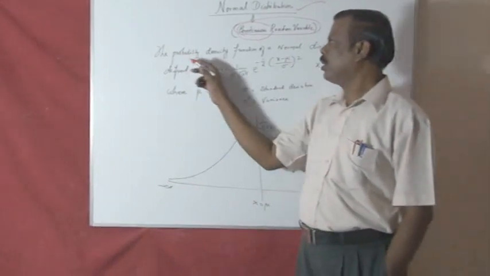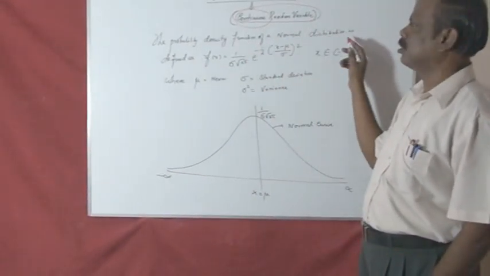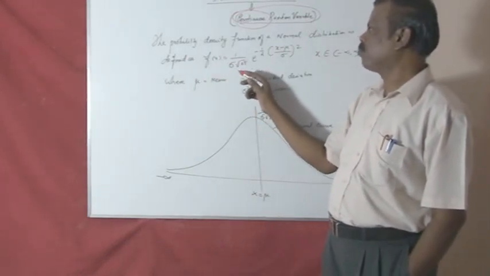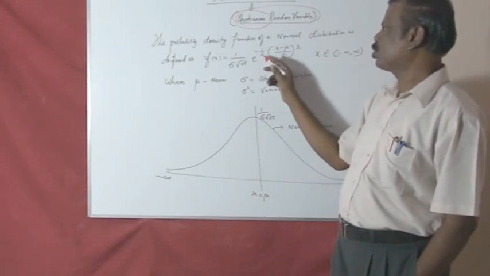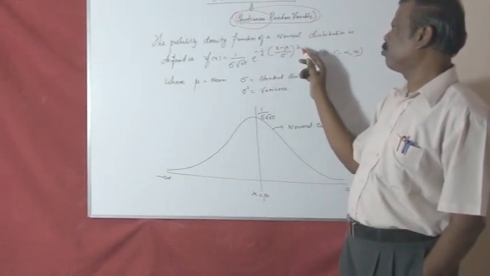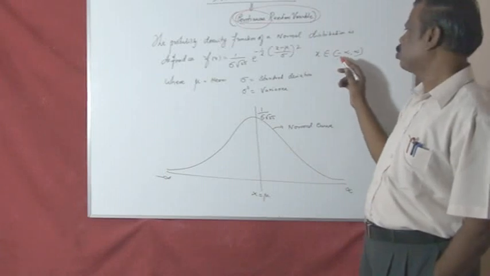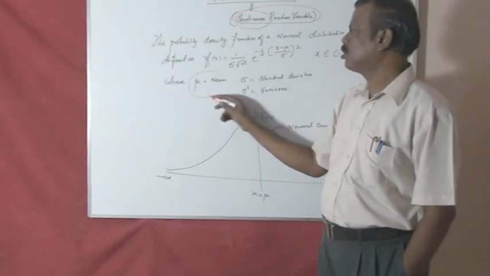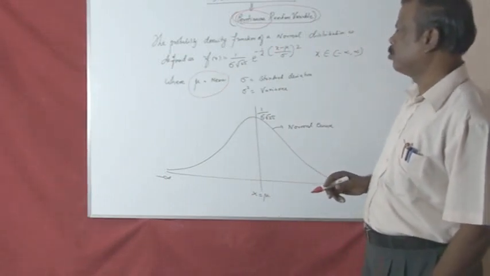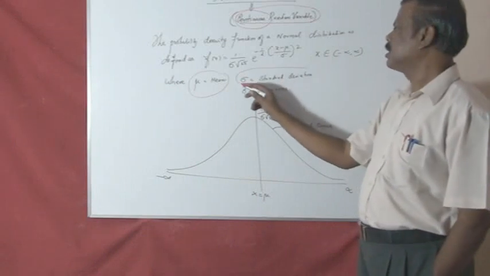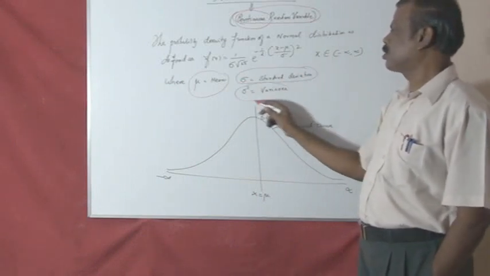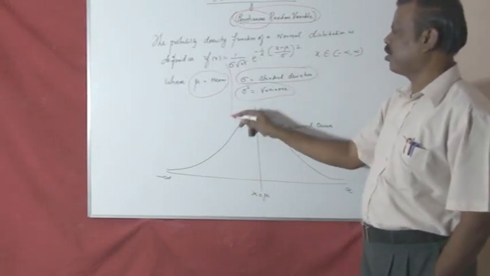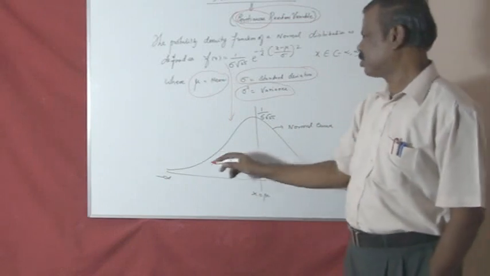So the probability density function of a normal distribution is defined as f of x is equal to 1 by sigma root 2 pi e power minus 1 by 2 into x minus mu by sigma the whole square, where x belongs to minus infinity to plus infinity. Here mu is called what? Mean of the normal distribution. And sigma is called the standard deviation. Sigma square is called what? Variance.